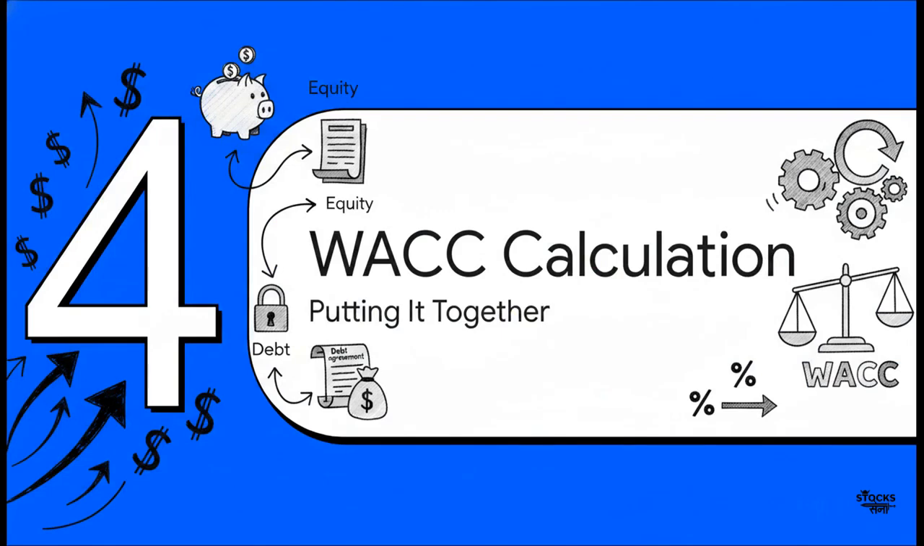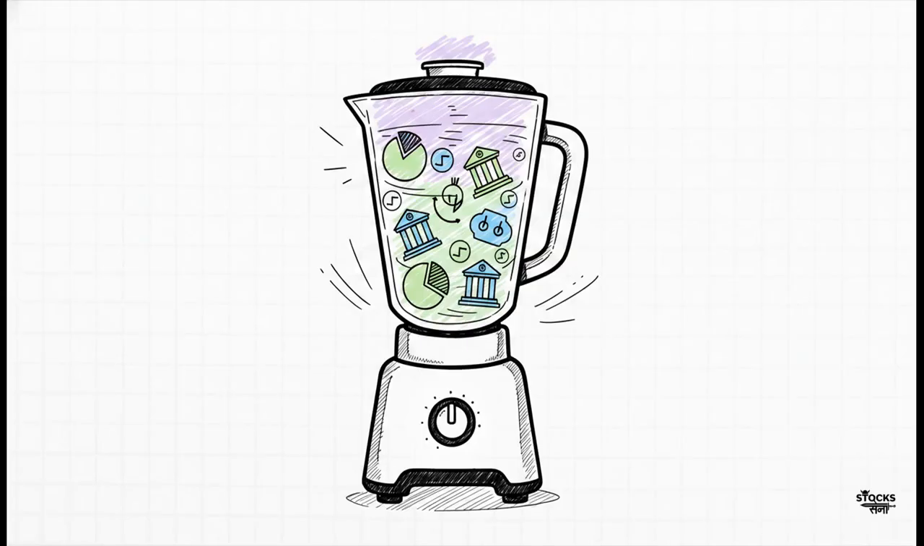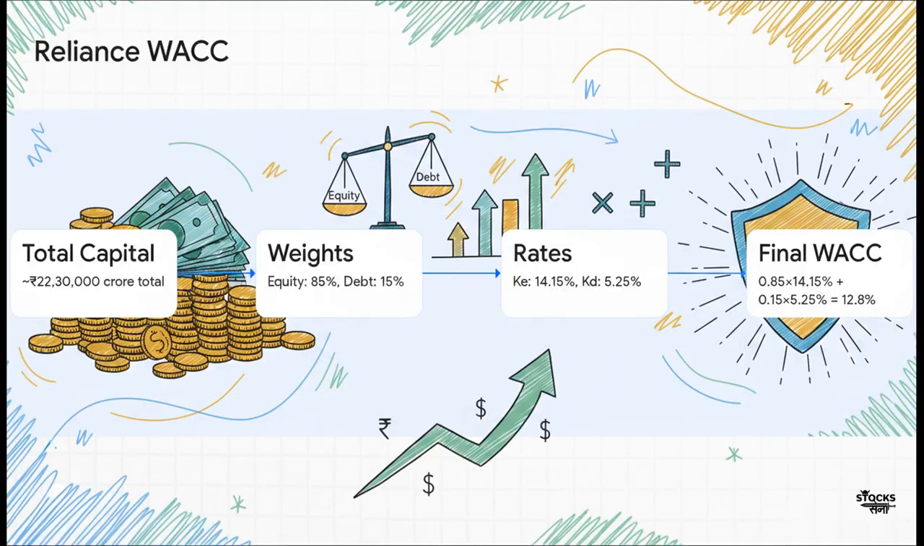Okay, Section 4. Putting it together, WACC. Please, whatever you do, do not let this giant formula intimidate you. I know it looks like alphabet soup, but it's really just a simple blending machine. Literally, all we are doing is taking our equity cost and our debt cost and weighting them based on what percentage of the company is funded by equity versus what percentage is funded by debt. That's the whole shebang. Let's see how this builds for Reliance.